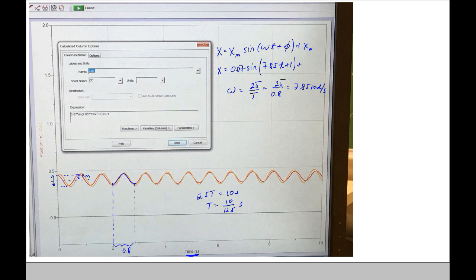The offset, x naught, so I have this value here. What that means is that we're looking at where the equilibrium position of the wave is with respect to the 0 here. So I have about 1, 2, 3, roughly 4. So 0.4 meters is where my offset is. So then I will add 0.4 here and get my wave.